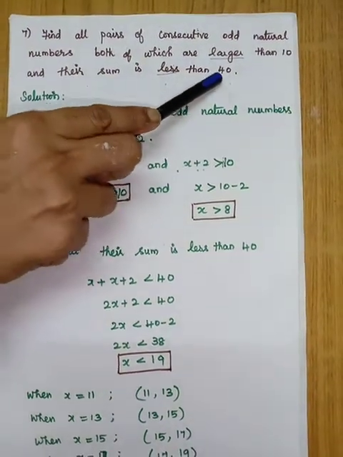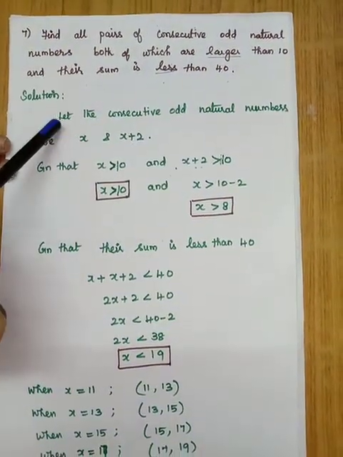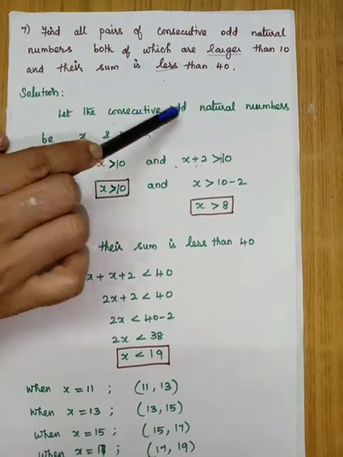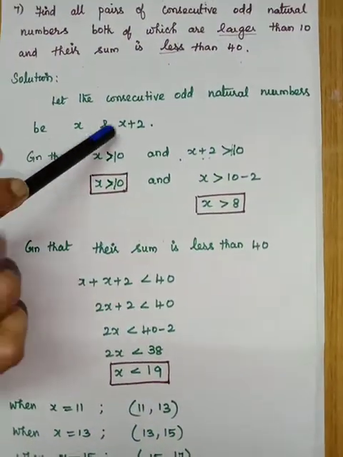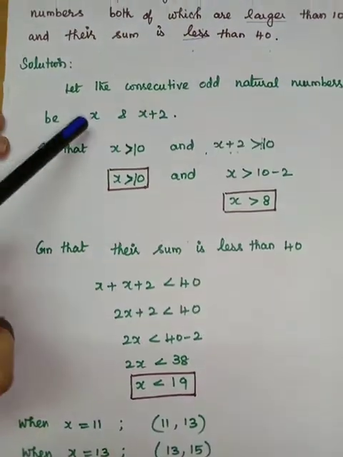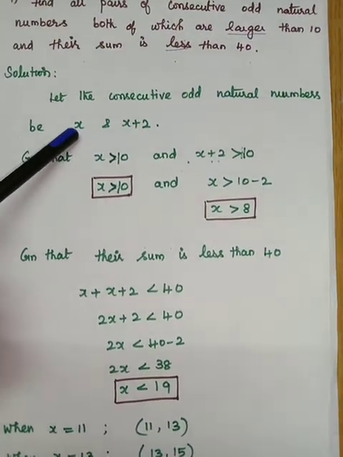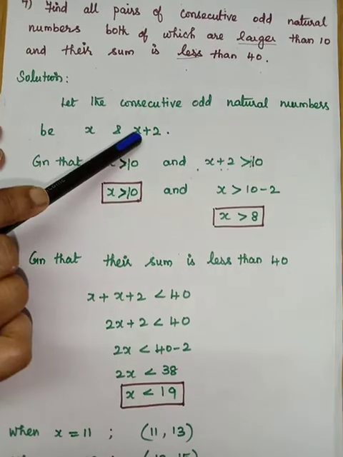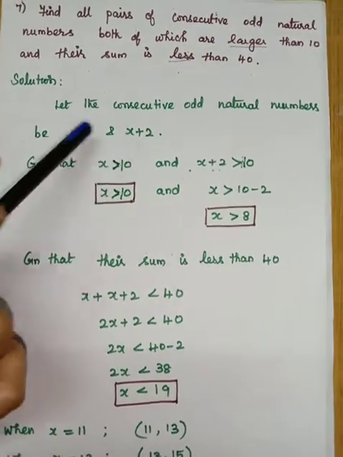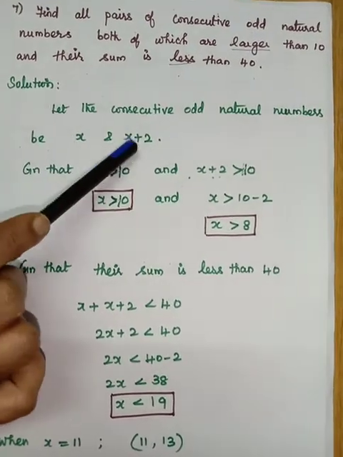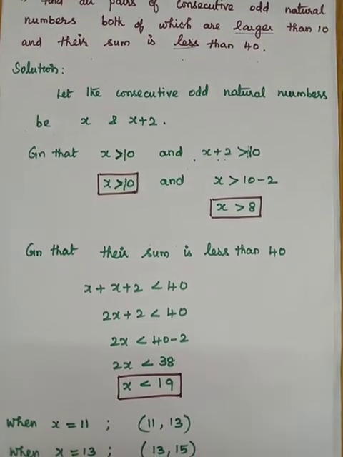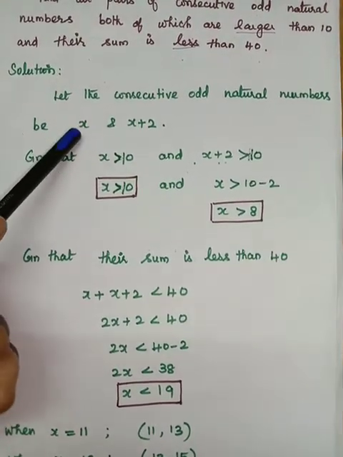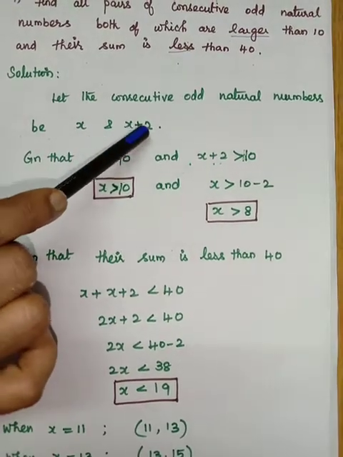So, first let the consecutive odd natural numbers be x and x plus 2. Suppose if you substitute x is equal to 1, the next number will be 1 plus 2, 3. If you substitute 3, it will be 5. So you will get consecutive odd natural numbers that have to be taken as x and x plus 2.